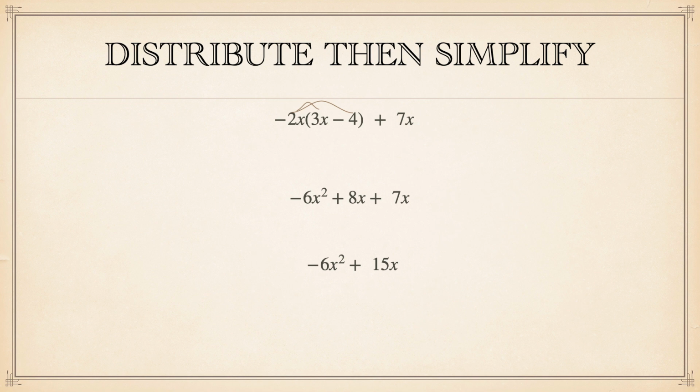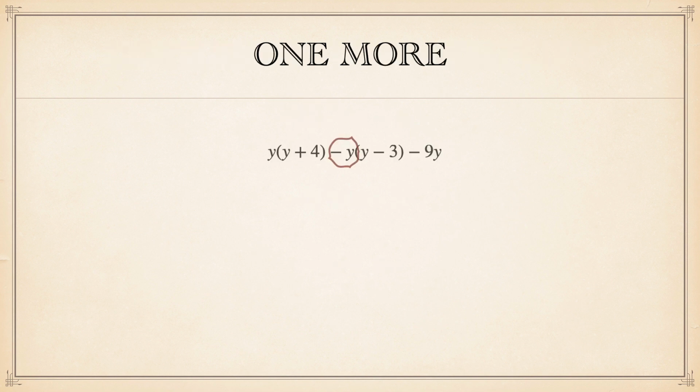All right. Let's do one more, and this problem is number 18. Number 18, I have here y times the quantity of y plus 4. And then I have a negative y or minus y times the quantity of y minus 3 minus 9y. Now, the y is multiplied by that whole quantity of y plus 4, and the minus y is multiplied by the whole quantity of y minus 3, and then I have that I'm subtracting a 9y in the end.